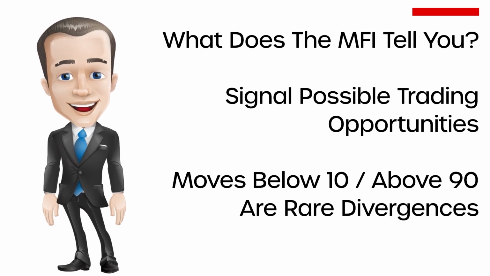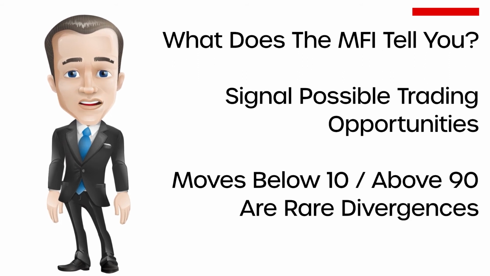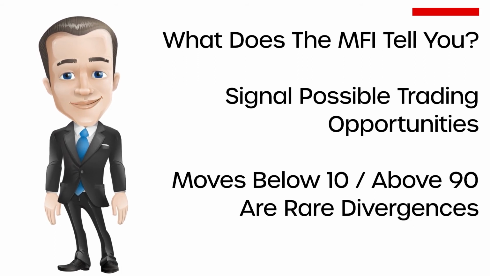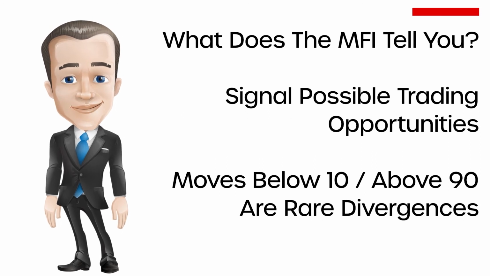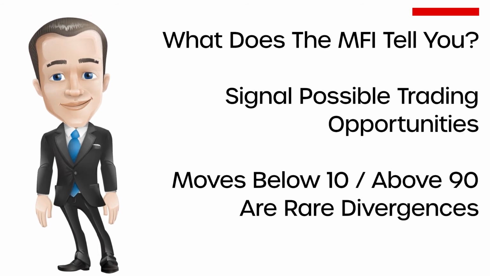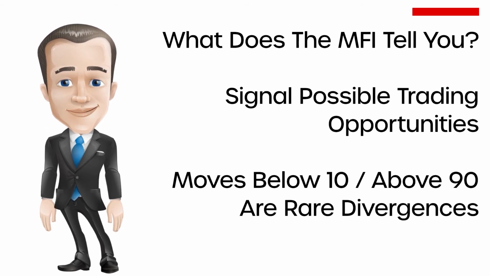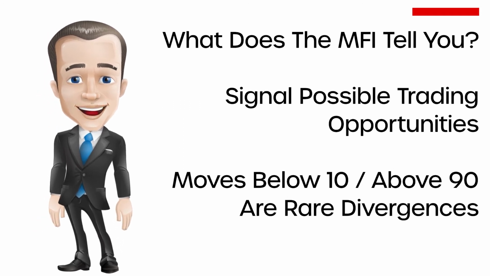For example, a very high money flow index that begins to fall below a reading of 80 while the underlying security continues to climb signals a price reversal to the downside. Conversely, a very low MFI reading that climbs above a reading of 20 while the underlying security continues to sell off is a price reversal signal to the upside.